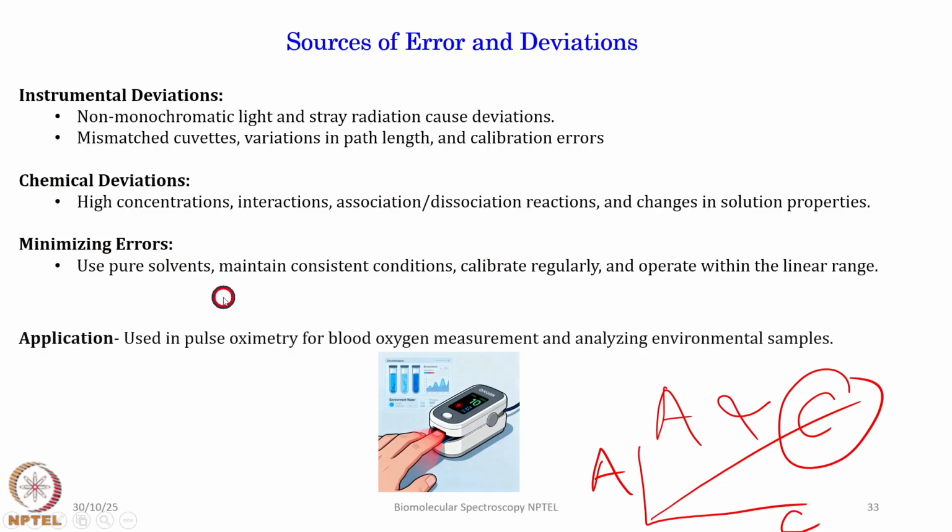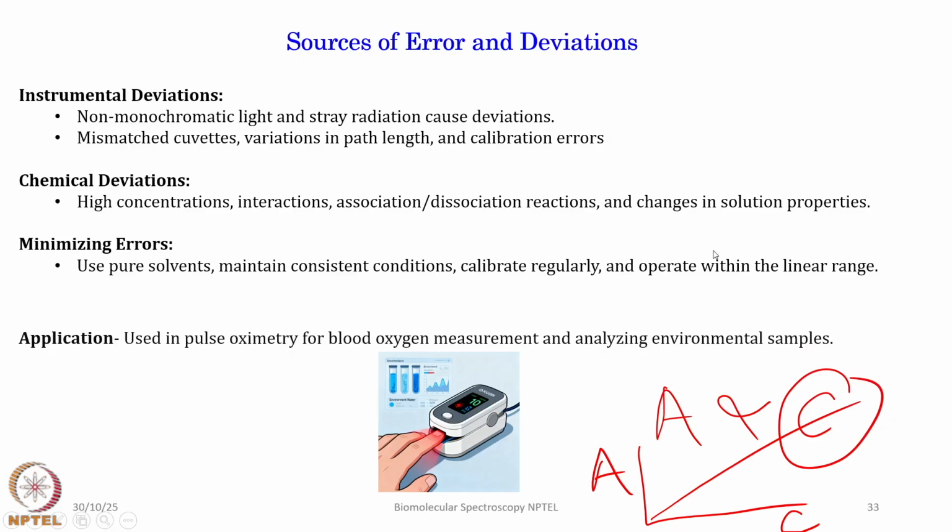Now, how can we minimize the error? We need to use pure solvent, right; it should not be impure. Maintain consistent conditions, right: temperature, humidity, everything should be maintained. Most importantly, instruments should be calibrated regularly, and we have to operate in a linear range, which we explained here.